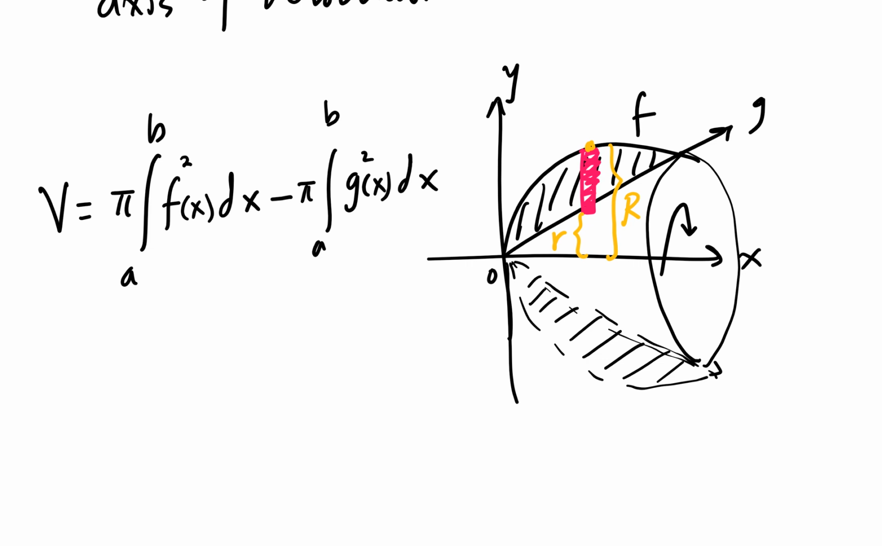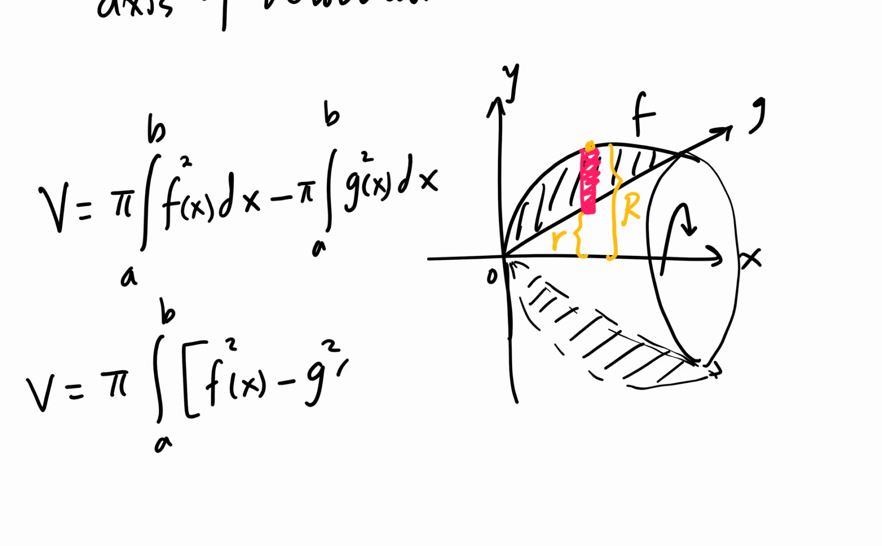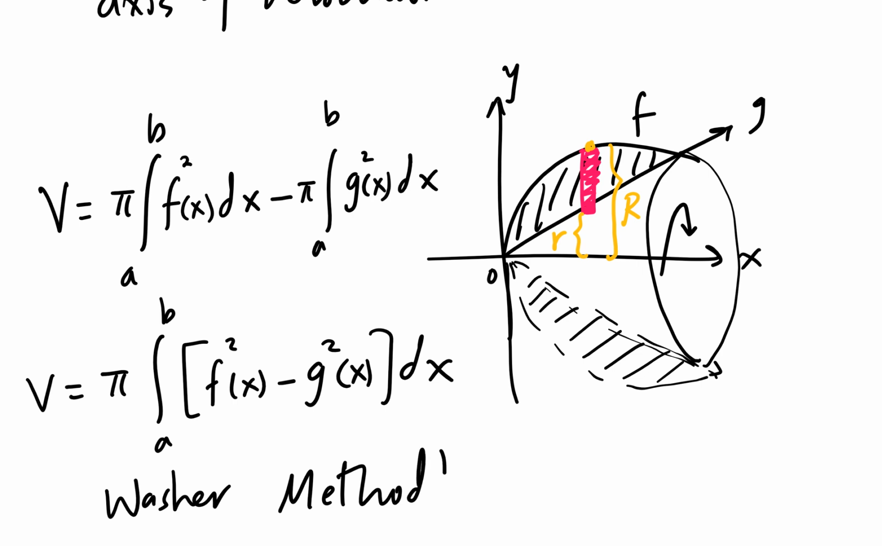So we can always rewrite this as pi integral from a to b of f squared of x minus g squared of x dx. And this is called the washer method.